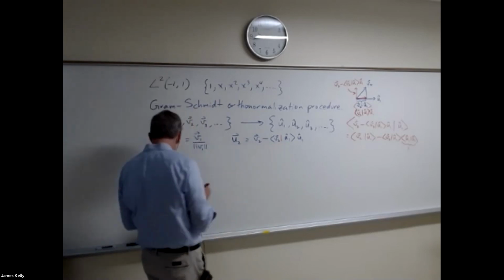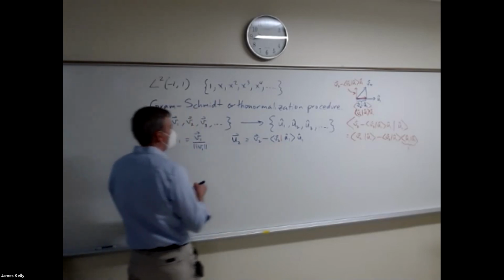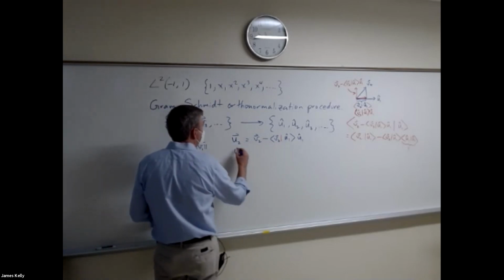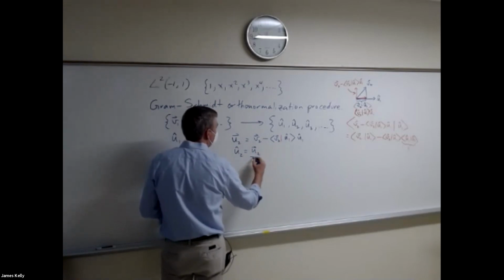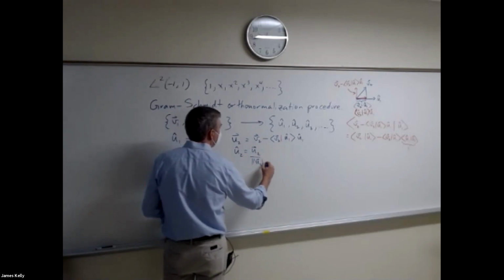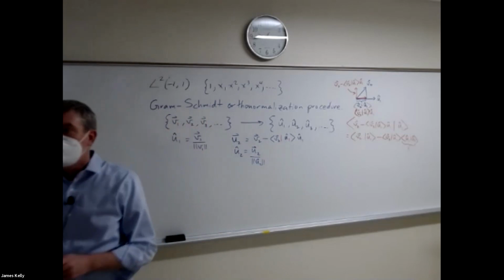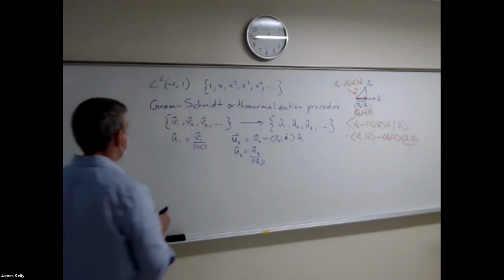Okay, and then of course, once I've got that vector, I can just say the one we're after, U2 hat, is just the U2 vector divided by the norm of the U2 vector, right? And now you see the procedure. Let me just write down the third one.